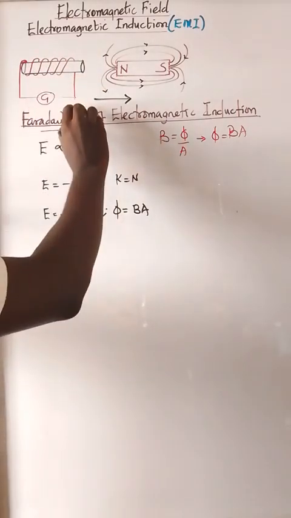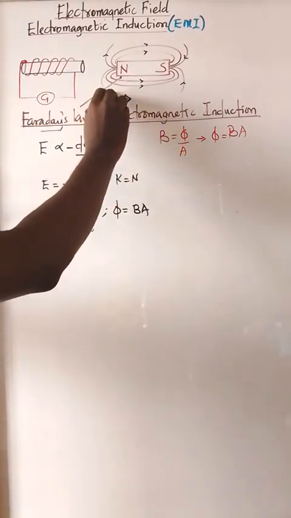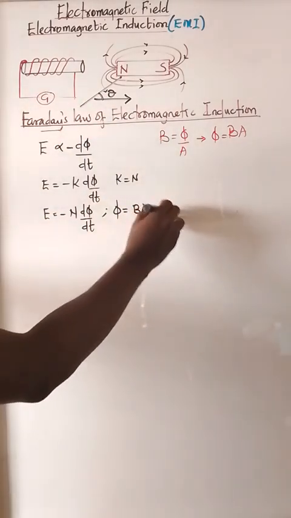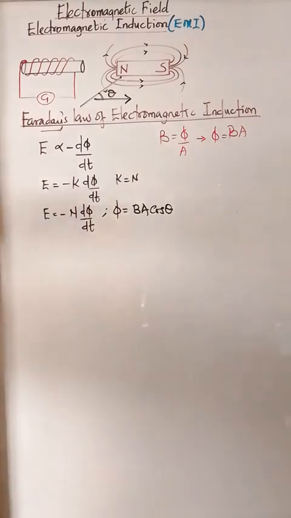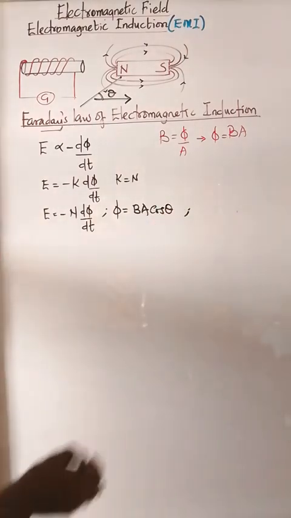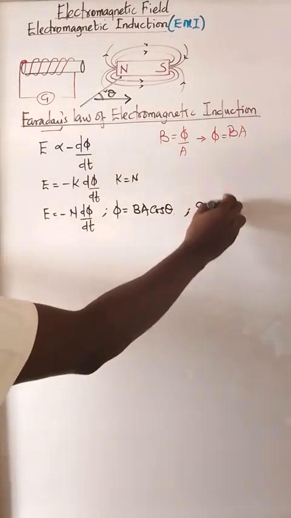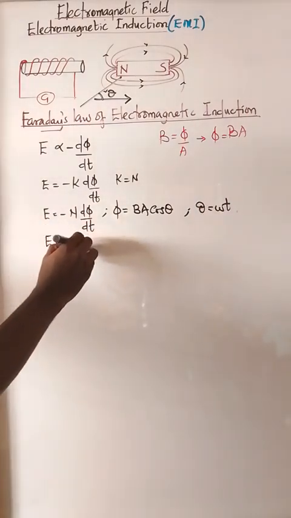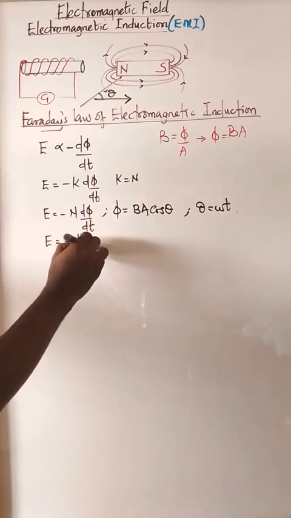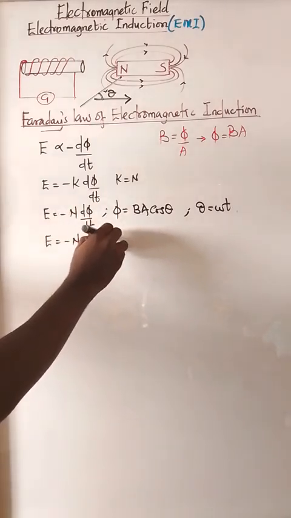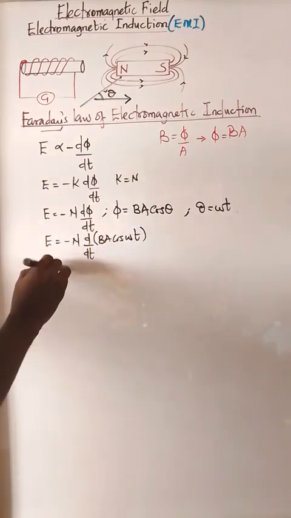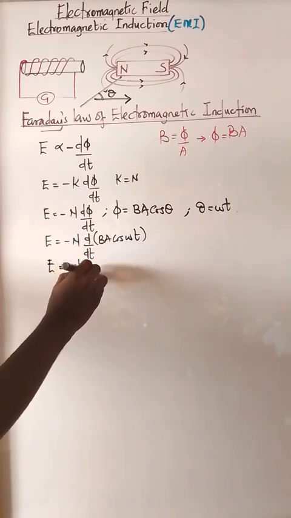But let's suppose the conductor is inclined at an angle theta to it. So when we resolve to the horizontal, we'll be having BA cos theta. Then you will recall from the simple harmonic equation that theta equals omega t. So from here we can say our E equals minus n d phi by dt. Then our magnetic flux becomes BA cos theta, and theta is omega t.